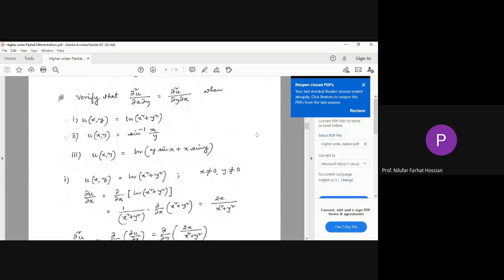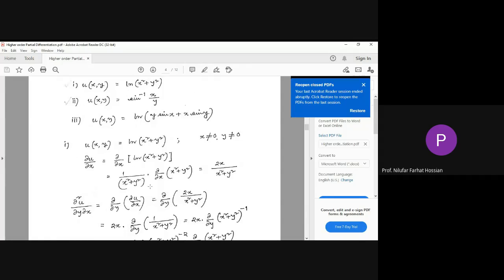Now the next question, verify that these two mixed second order partial derivatives are equal. This is equal to this. There are three maths. I will show you the first one and the second one. u of xy equal to ln of x square plus y square. So let us start with this, ln of x square plus y square.